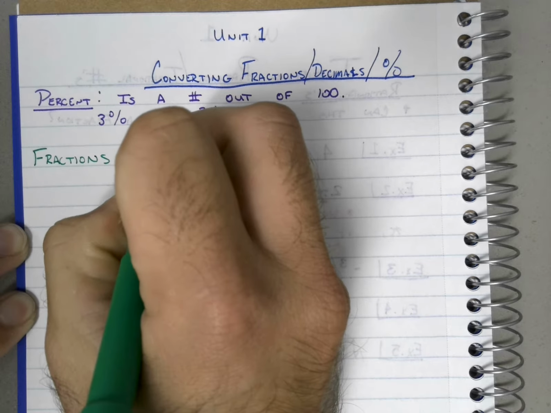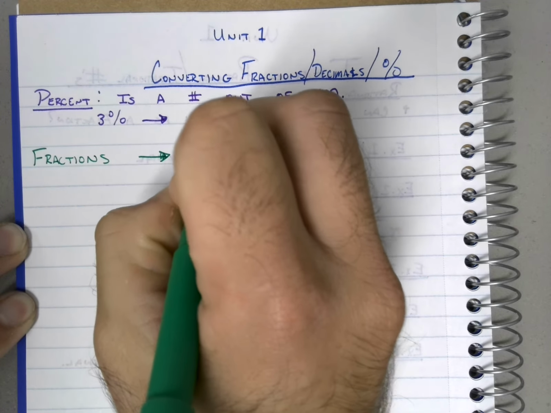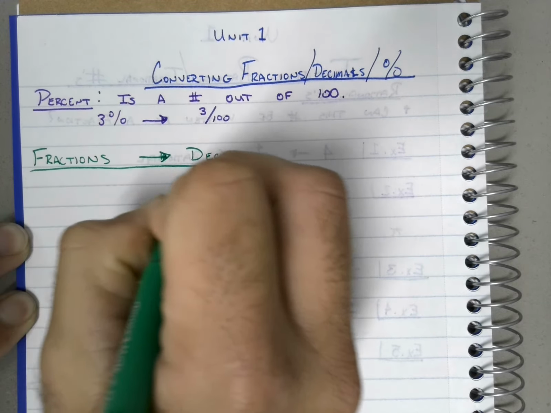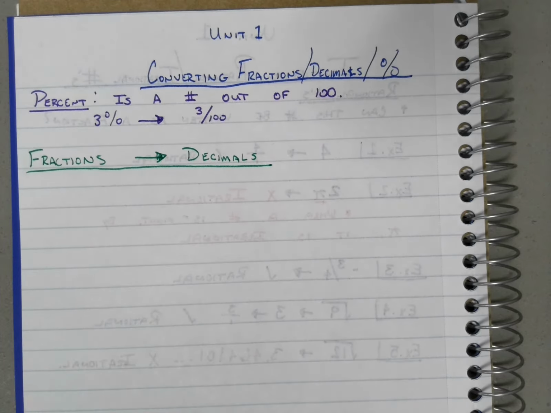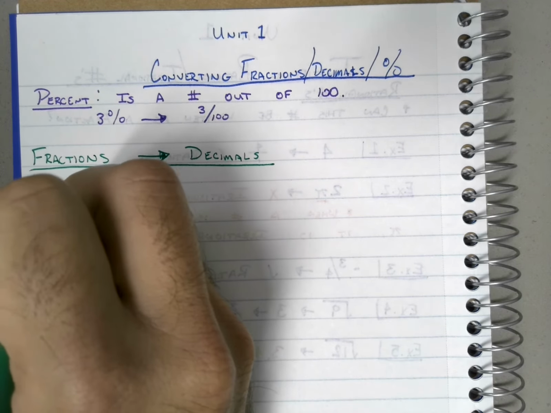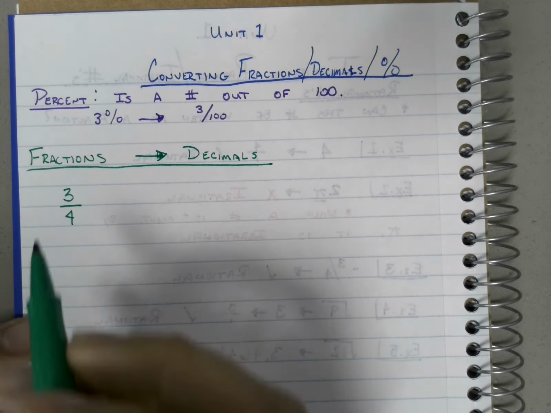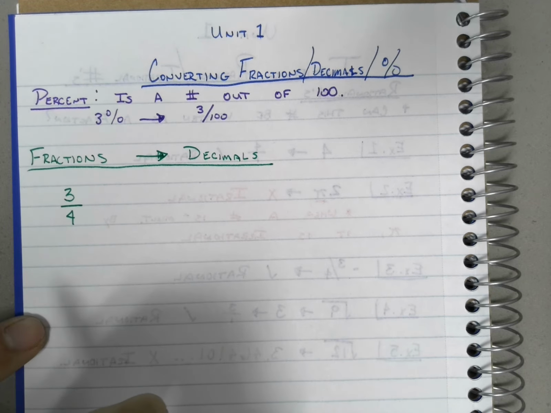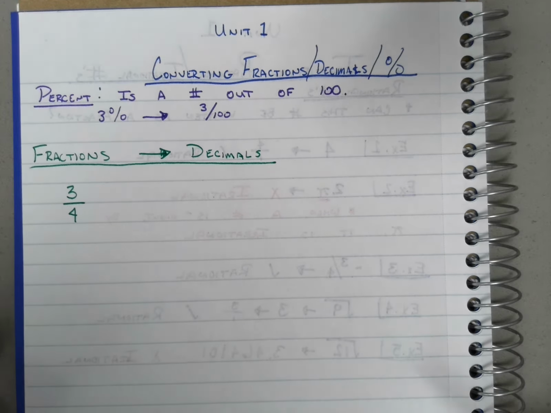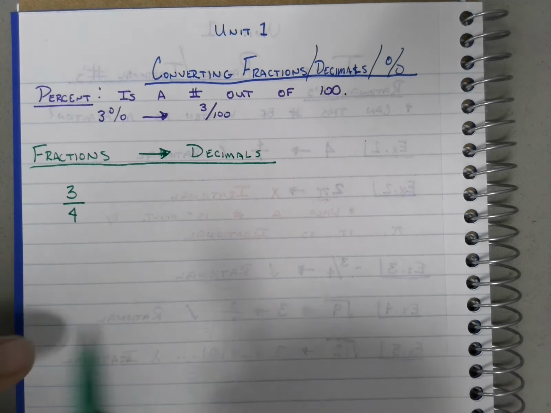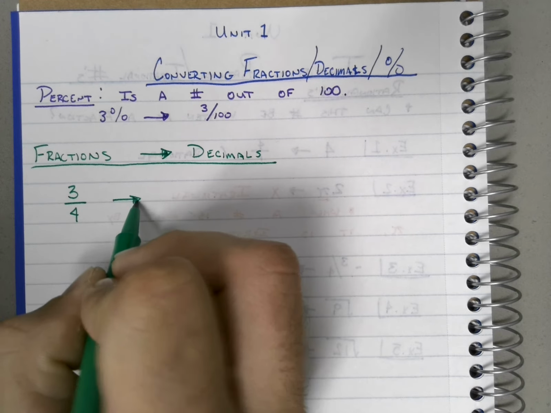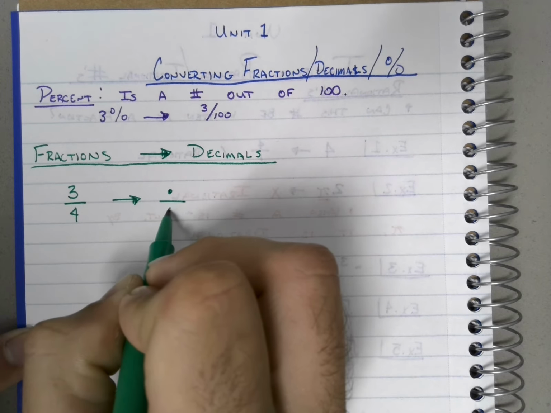All right, fractions to decimals. So before we start, let's say I have 3/4. Look at the fraction 3/4. And I want you to think about operation symbols. When I say operations, I mean plus, minus, multiply, divide. What operation symbol does this look like? Okay, this can look like a division sign.